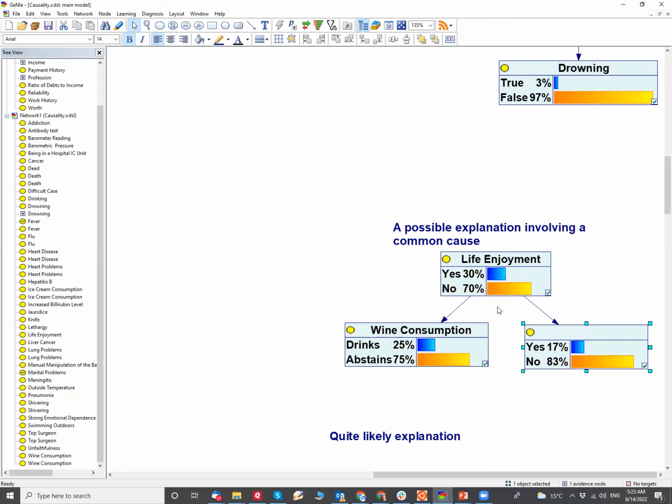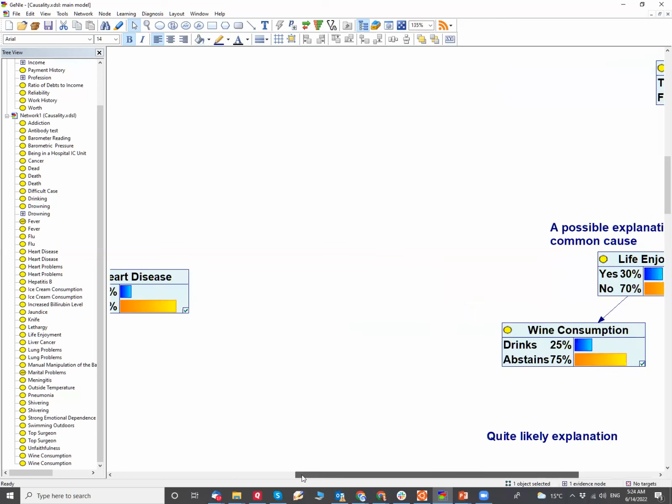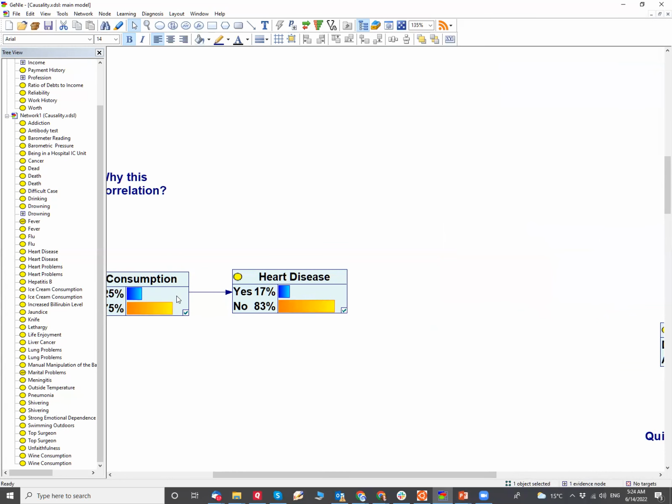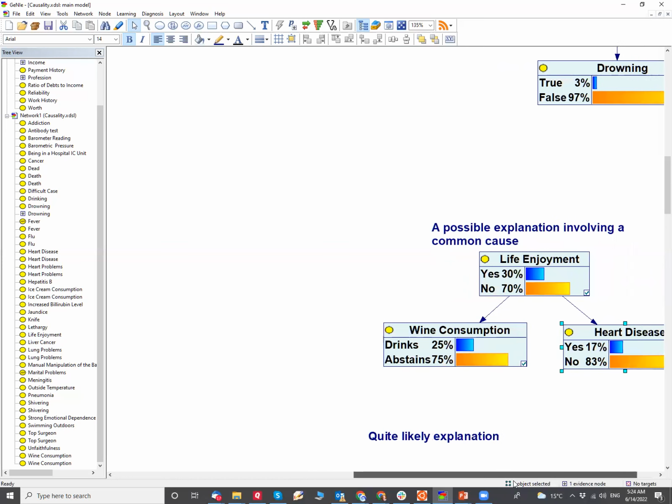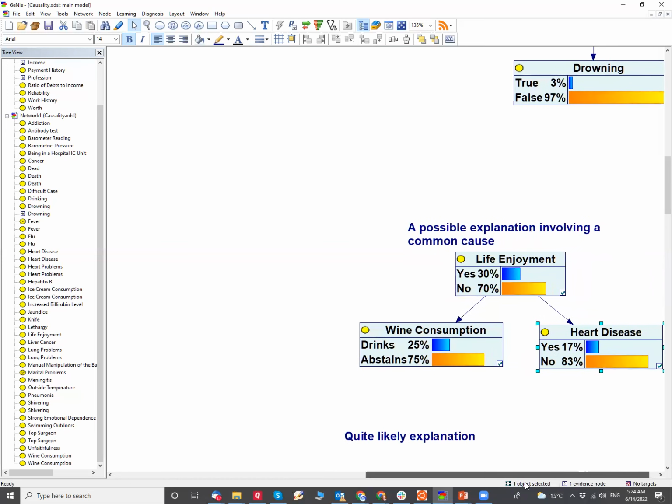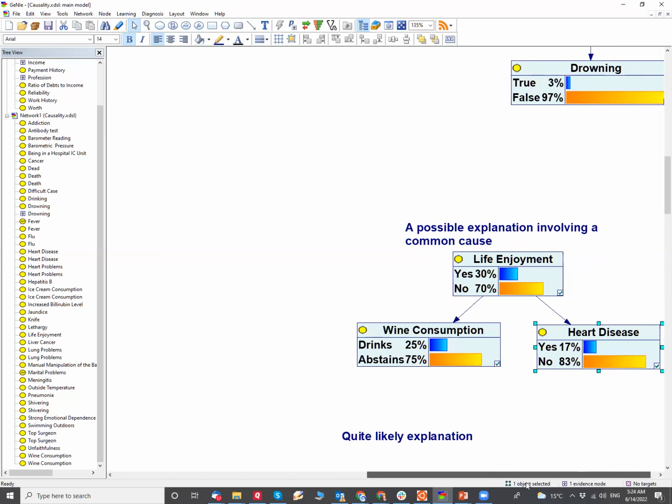So this graph, which I don't believe is the true graph, I do believe there is actually a connection between wine consumption and heart disease. And this graph explains the correlation. You see the difficulty when you observe correlation or dependence in the world, you don't know whether it goes like this or the other way, or whether there is a common cause. This is where this statement, correlation does not mean causation, comes from.